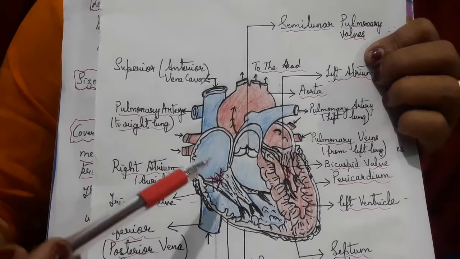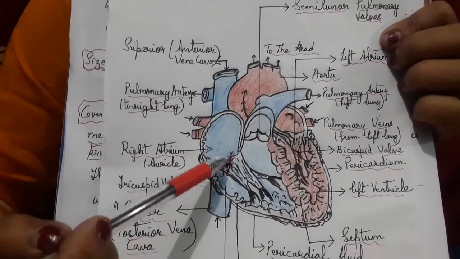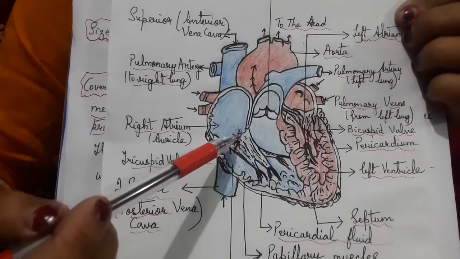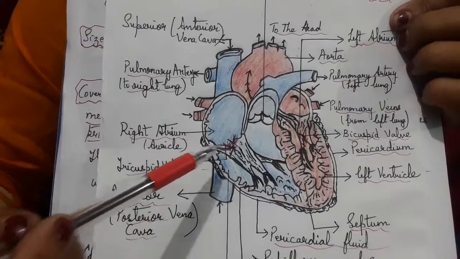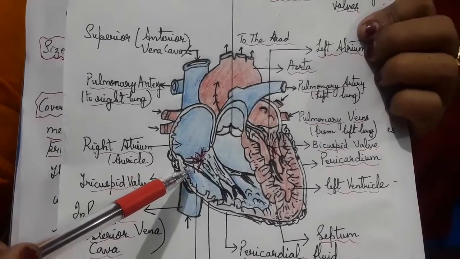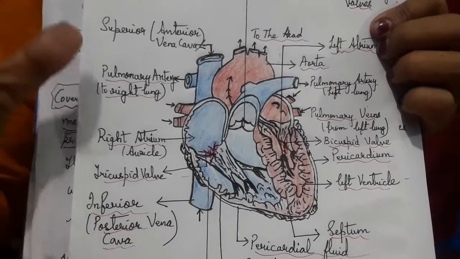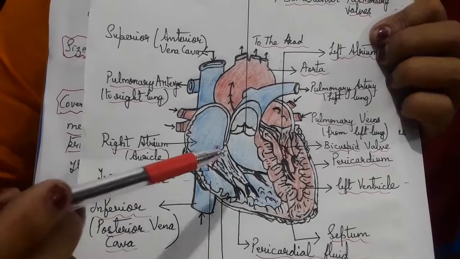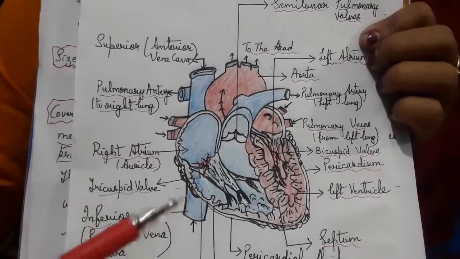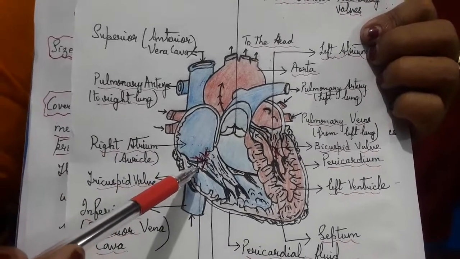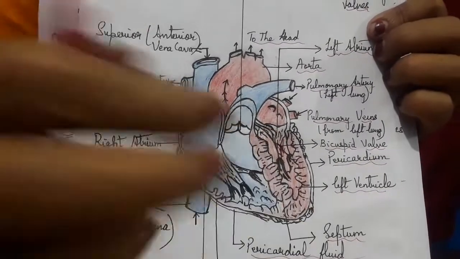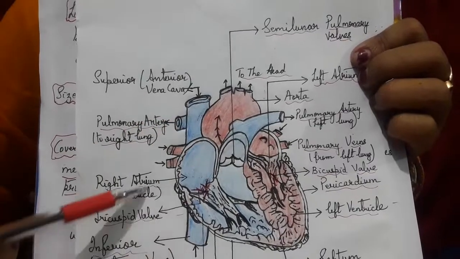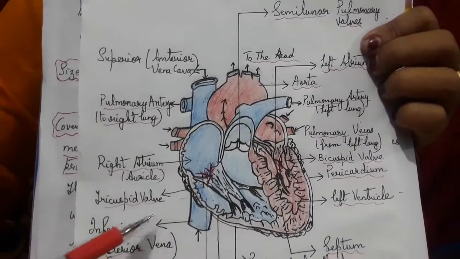Now there is one more structure in the right atrium called SA node or sinoatrial node, which acts as the pacemaker. It initiates the heartbeat. It is actually specialized muscle fibers or muscle cells, you can say, that initiates the heartbeat. It is under the control of the vagus nerve. So that was all about the chambers of the heart.